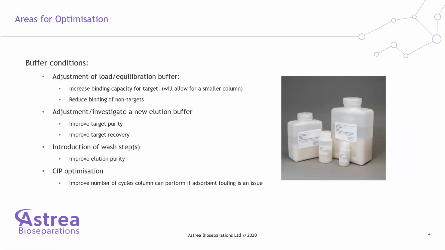So what can we optimize? There are two main areas, and the first main area I want to look at are your buffer conditions. So the first step of your chromatography run is your equilibration and load. You may want to adjust these to increase your binding capacity for your target, which will help you lower the column volume of your adsorbent, or it may be to help reduce the amount of non-targets binding to your column.